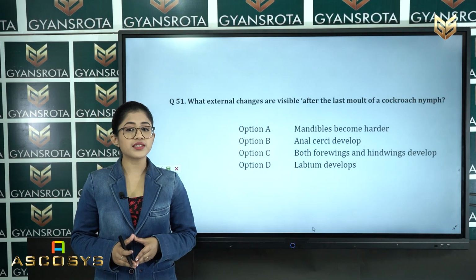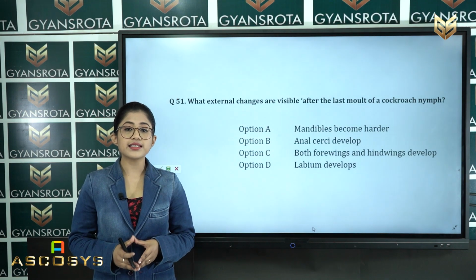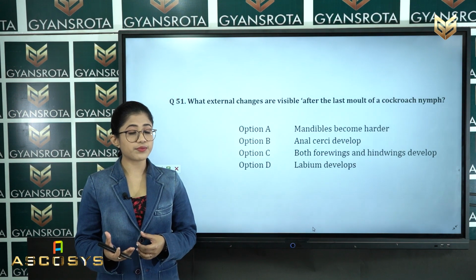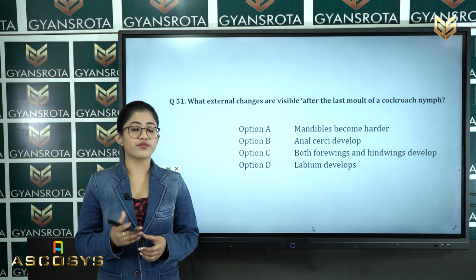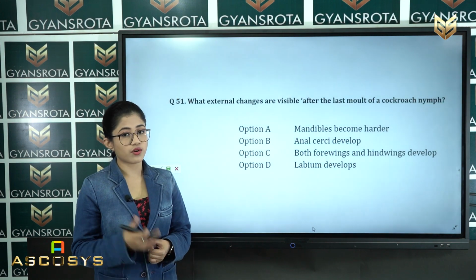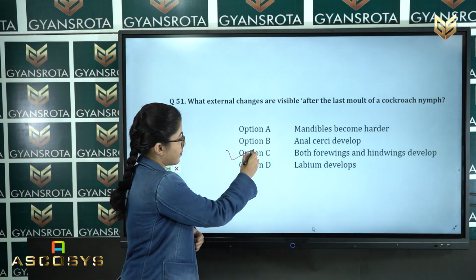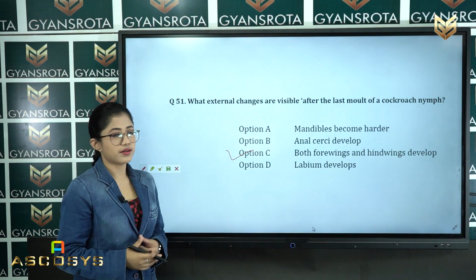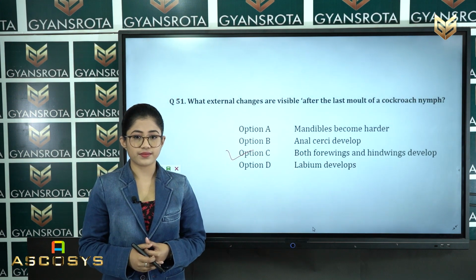This is from the chapter Structural Organization in Organism, that is in the class 11 chapter. So what is the correct answer? In that chapter I have told you that the cockroach anatomy and the structural organization of cockroach is a very important topic. The correct answer from these four options is option number C. Both forewings and hindwings get developed in this period of their life cycle. So this is the correct answer.